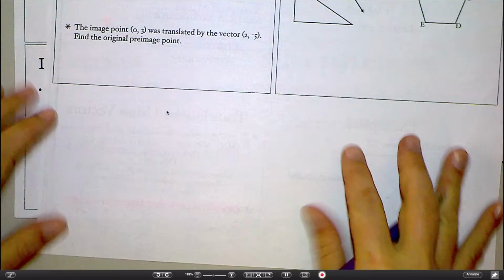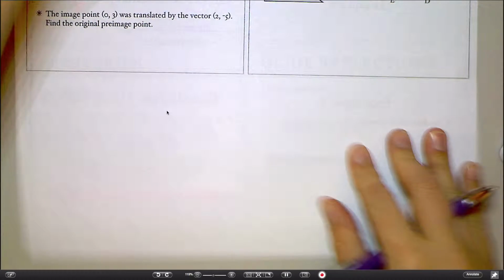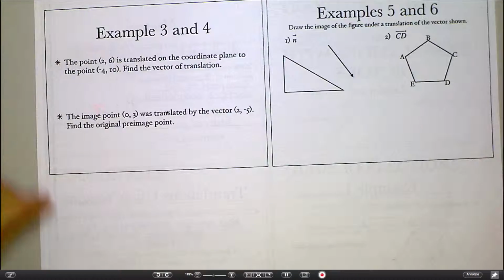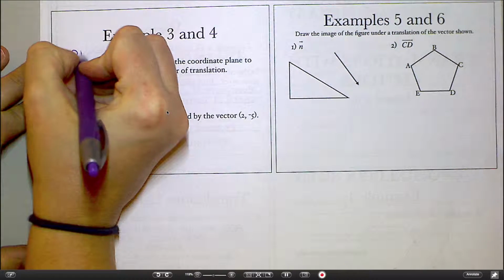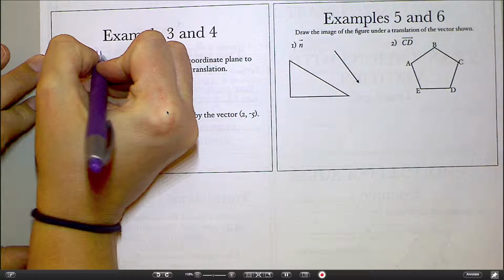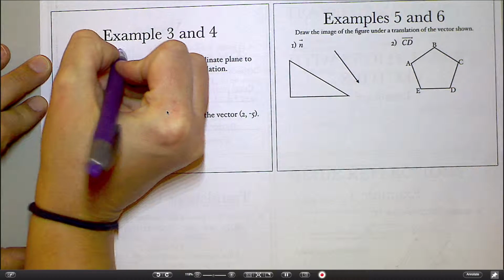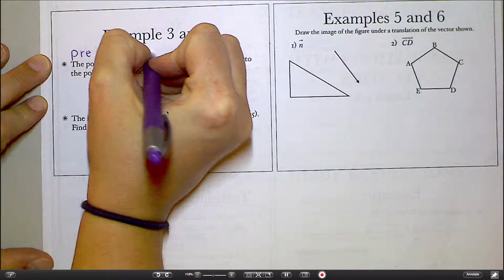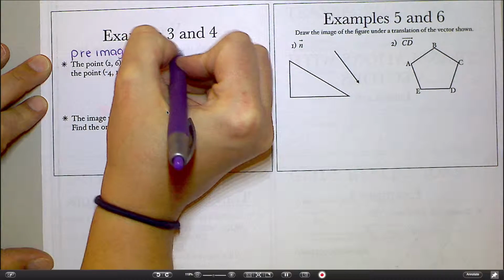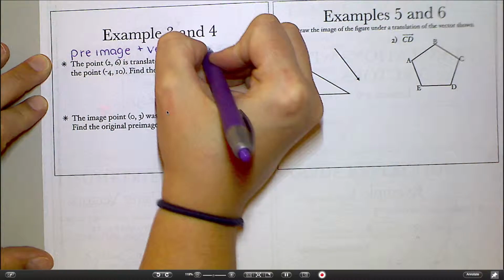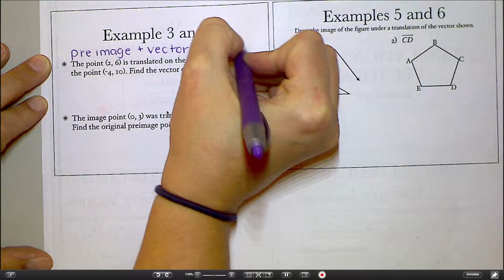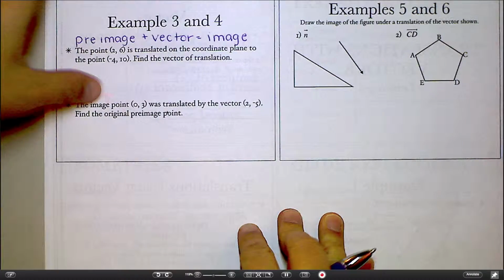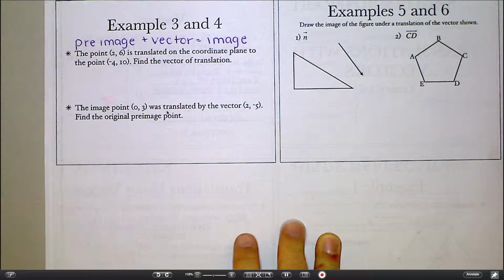So, example 3 and 4. Again, this is where it's important for you to remember pre-image plus vector equals image. And I'm going to try to write this a little differently. Hopefully it still makes sense to you.